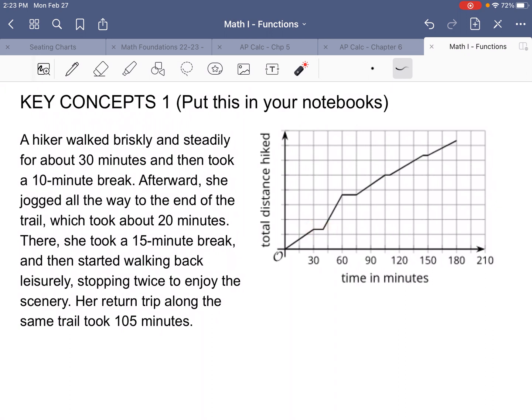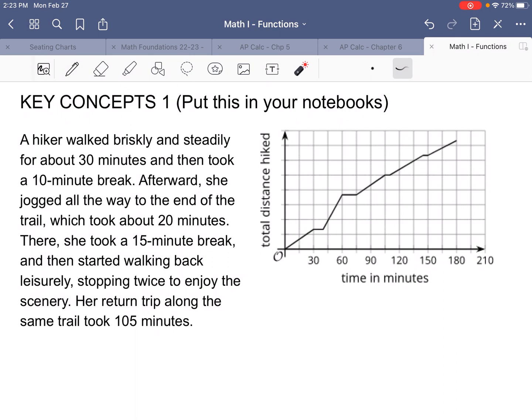Her distance isn't changing. After that, she jogged, which is different than walking. Jogging is usually faster. So if we look at that and then that, oh yeah, okay. So we can see that she's moving a little faster on this steeper part right here. Afterwards, she jogged all the way to the end of the trail, which took about 20 minutes. So that should be about 20 minutes right there. That looks about right.